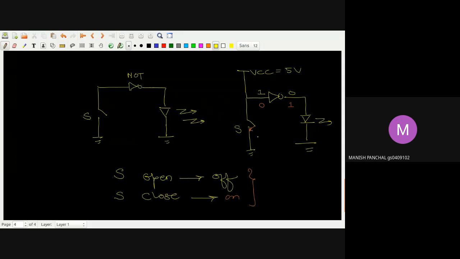Okay, so now what will happen? Now if I am talking about this type of scenario when the LED is on, finally when the switch is closed, if I am talking about any type of microcontroller, sorry, this is M0.